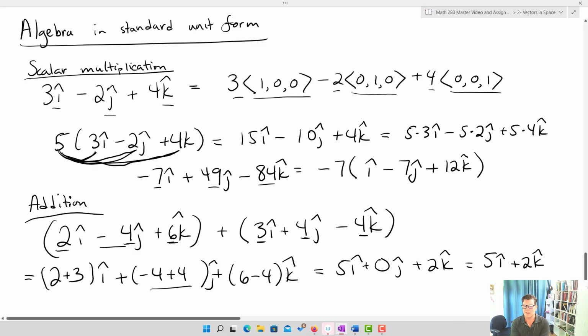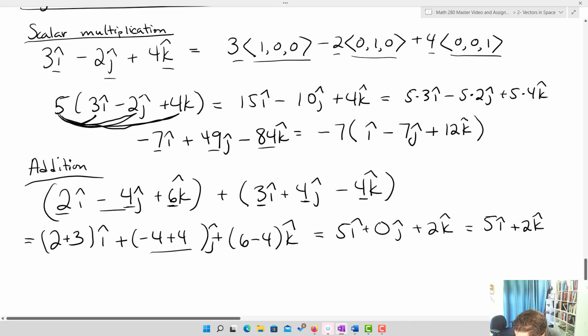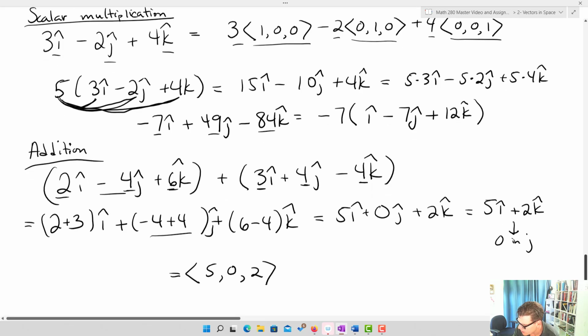5i plus 2k. Right, and what we have here is, okay, there's no j. If I want to write this in component form, I just have to remember that there's a 0 in the j spot. So what that means is that if I wrote this in component form, it would end up being (5, 0, 2). So don't forget, if you're writing vectors in 3 dimensions, it's got to have 3 components. Right? It's got to have an x, a y, and a z. Okay? There it is. And so that actually completes for us work with vectors. All right? Some key things that I want you to remember.